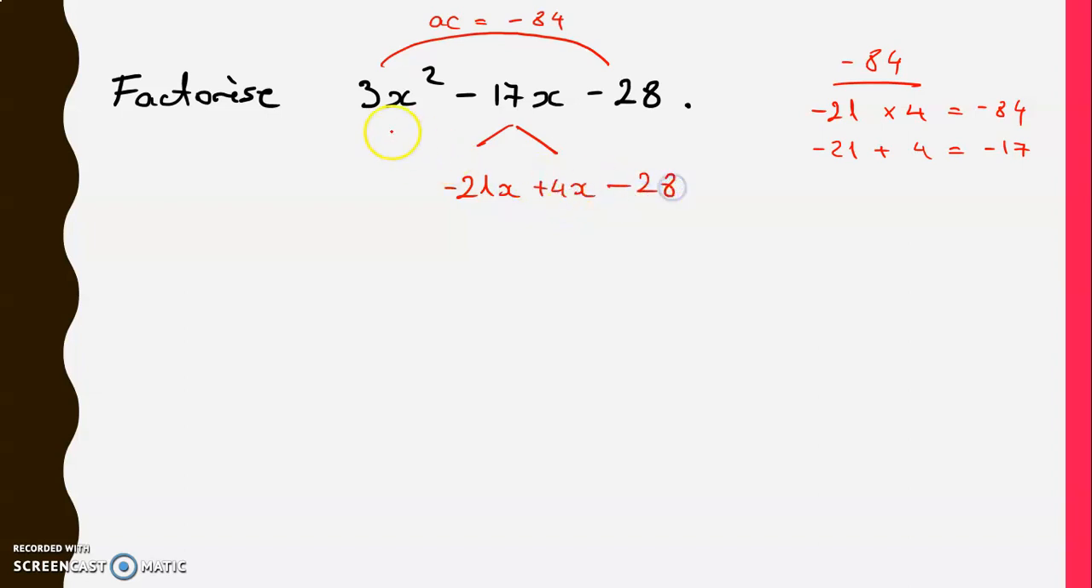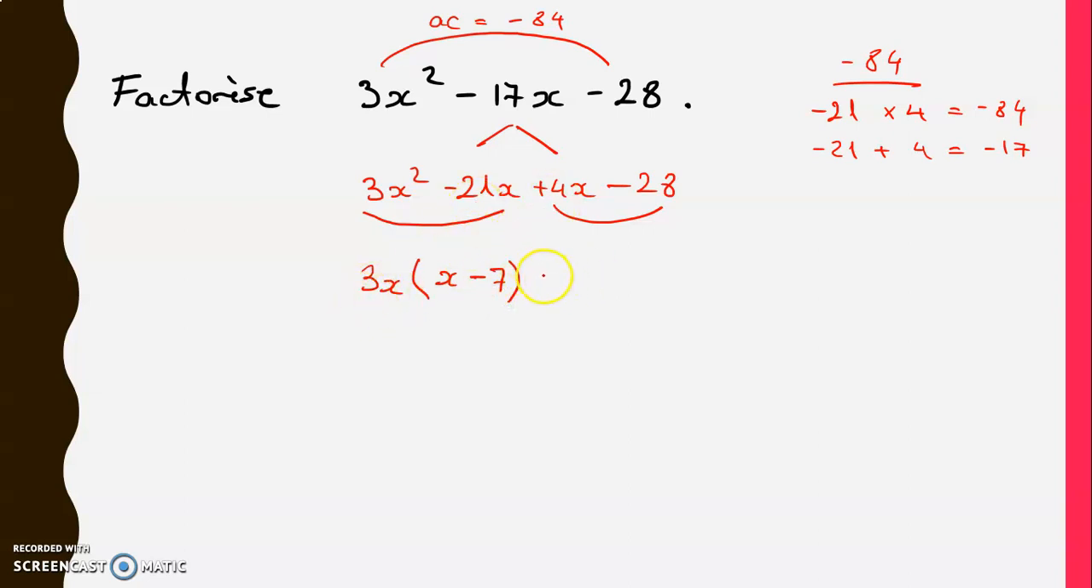So here we are just working backwards on expanding double brackets. That's all we are doing. We group the first two terms and the last two terms, and now we have to find common factors. The highest common factor between 3x squared and 21x is 3x. 3x times x gives 3x squared, or you can think of it as division. Minus 21x divided by 3x, you're left with minus 7.